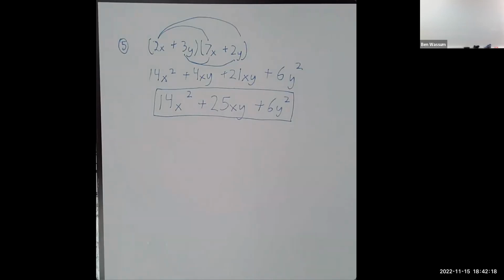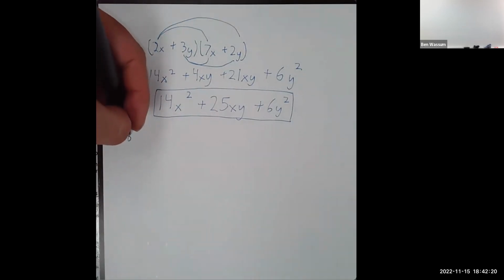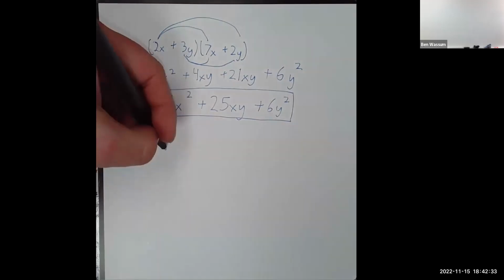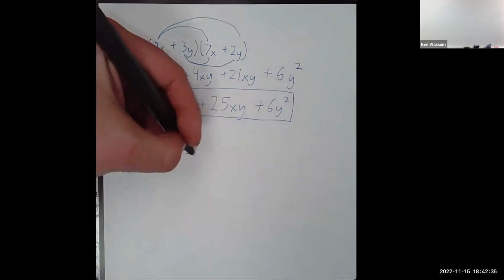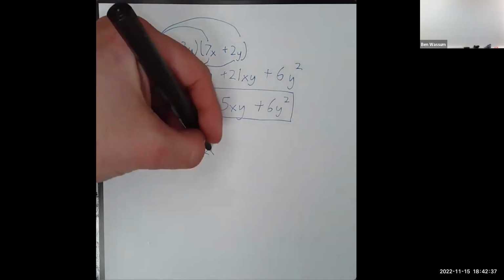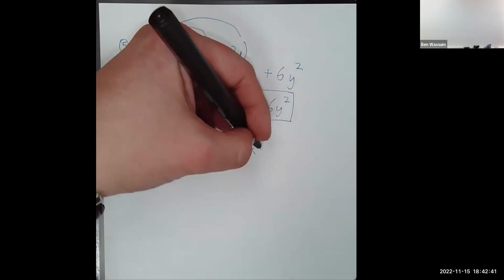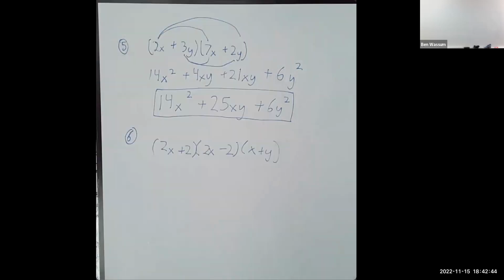Right. And I just have one more example for just the binomial multiplication. This one, I have a 2x plus 2 multiplied onto a 2x minus 2, and then an x plus y multiplied onto that. So we have three binomials.